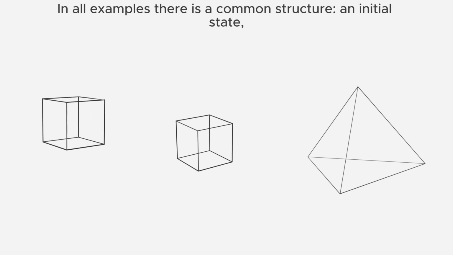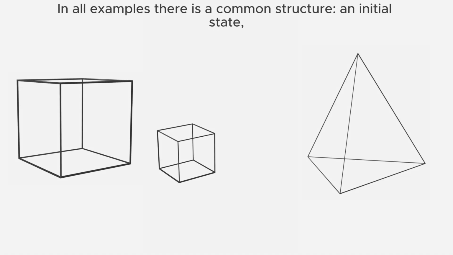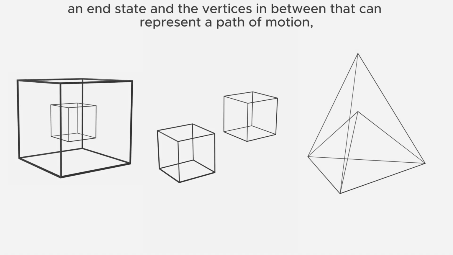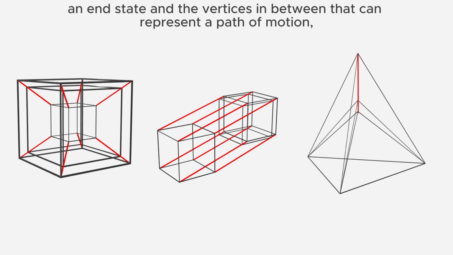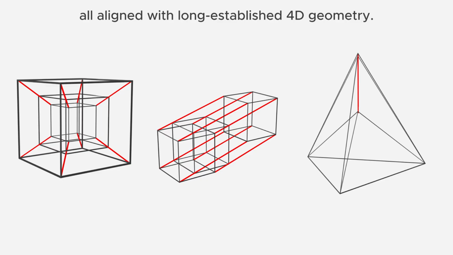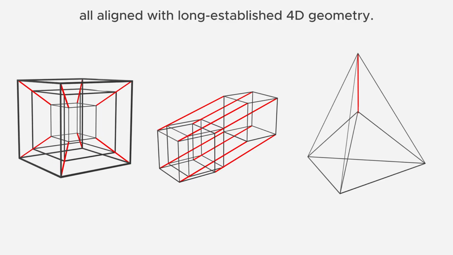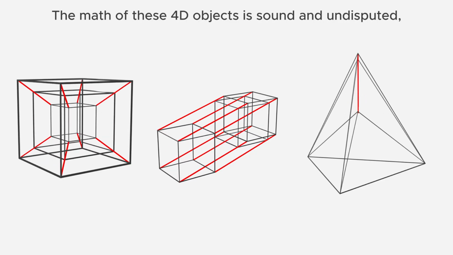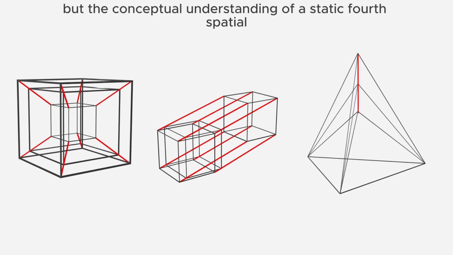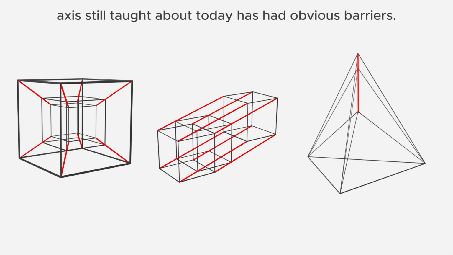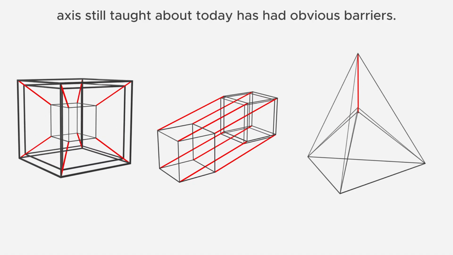In all examples, there is a common structure, an initial state, an end state, and the vertices in between that can represent a path of motion, all aligned with long-established 4D geometry. The math of these 4D objects is sound and undisputed, but the conceptual understanding of a static fourth spatial axis, still taught about today, has had obvious barriers.